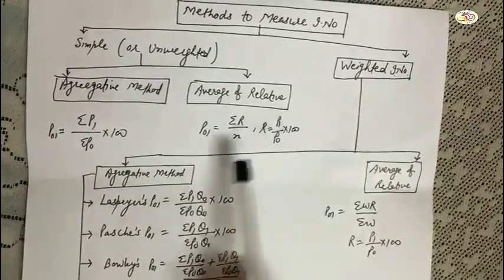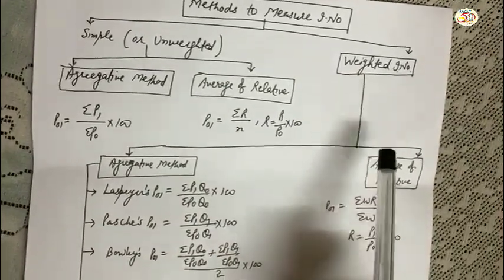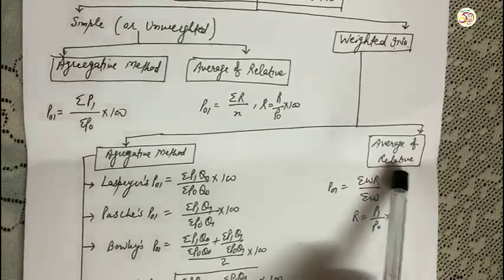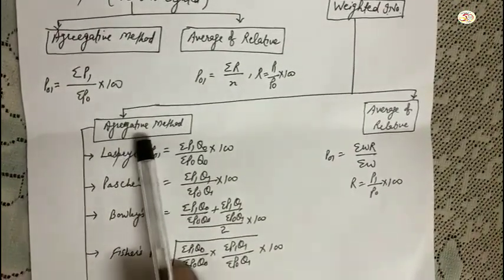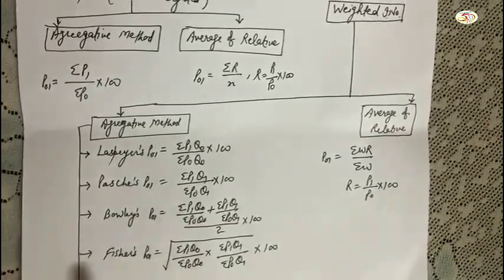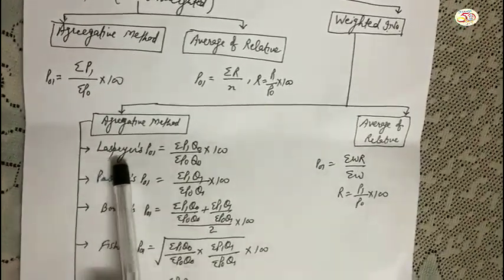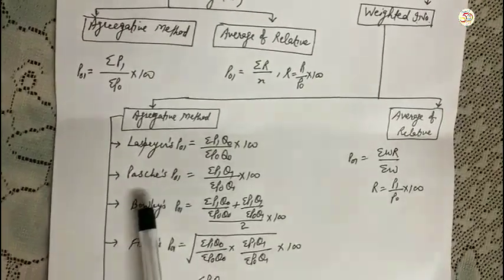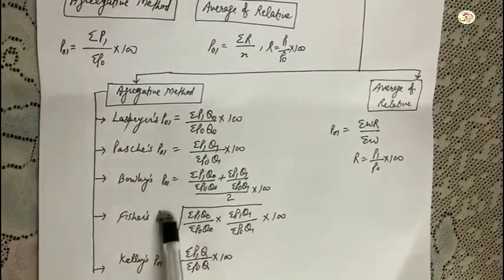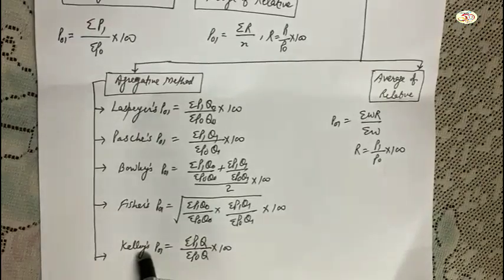Firstly, weighted aggregative, and secondly, weighted average of relative. Now let us talk about weighted aggregative method. It is derived by different economists. So we have put here firstly Laspeyres' price index number, secondly Paasche's price index number, Bowley's index number, Fisher's index number, and Kelly's index number.